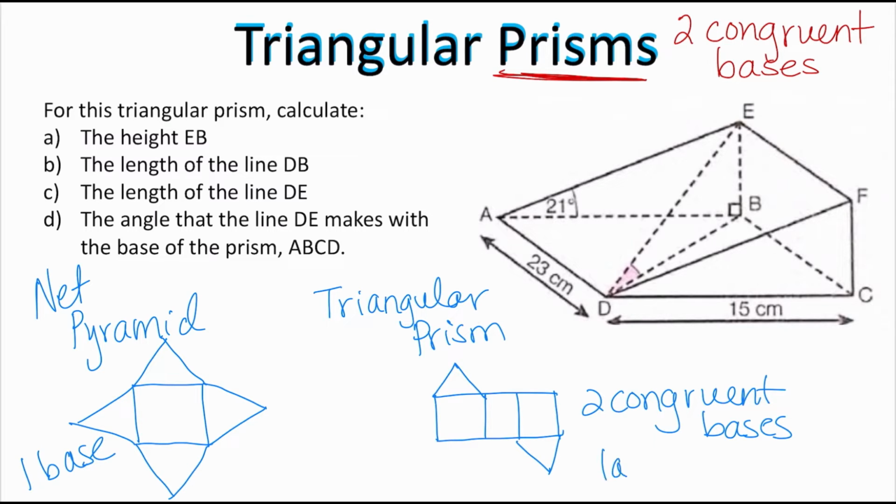The lateral faces in a prism, in any prism, are in the shapes of rectangles, whereas the lateral faces in a pyramid, in any pyramid, are going to be in the shape of triangles. So hopefully that gives you an idea of the distinction between a prism and a pyramid, because it's really important to make sure that you are working with this correctly.